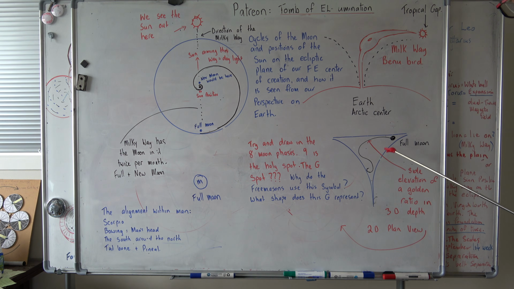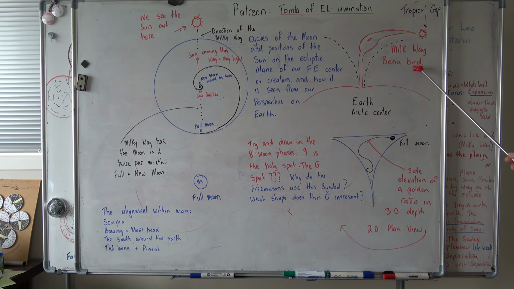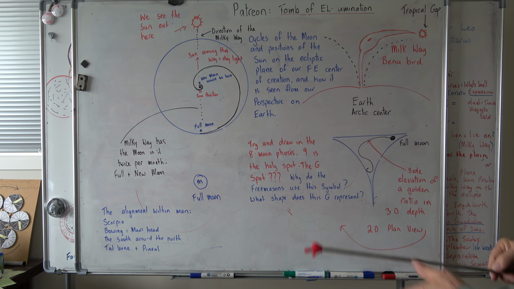So here's another depiction of the Milky Way. Look, the Milky Way is the Bennu bird. They draw the Bennu bird coming off the Earth, the Arctic centre is the vortex up. Coming off the Earth, straight up.